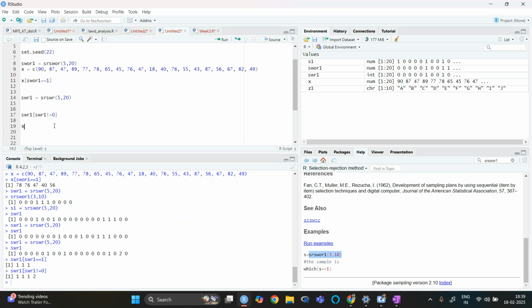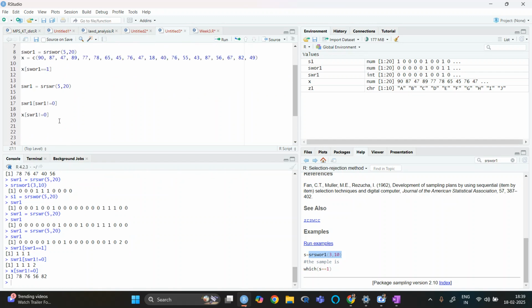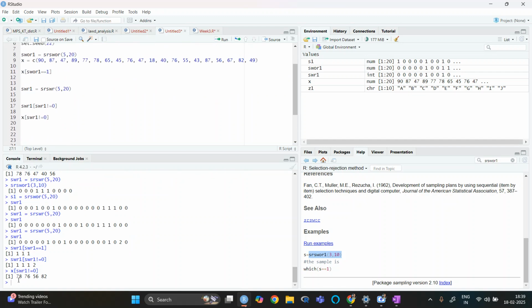So similarly, we can find x such that... right now here we can see that 78 is coming one time, 76 is one time, 56, and then 82 is the number which is coming two times.